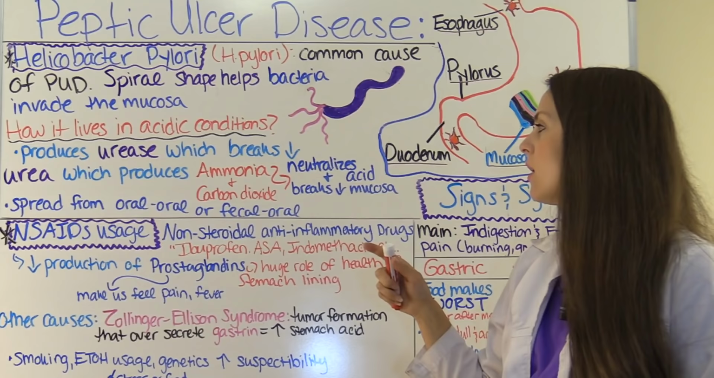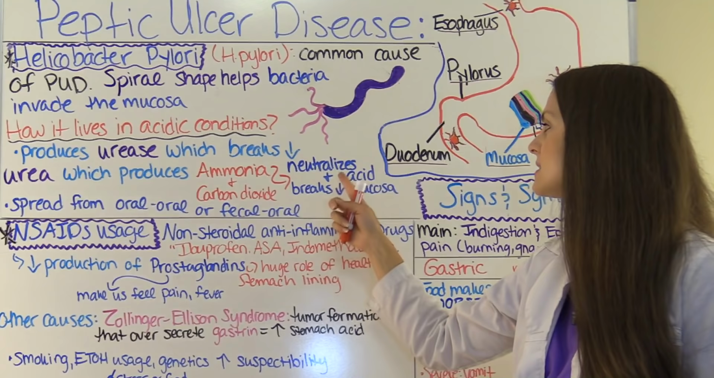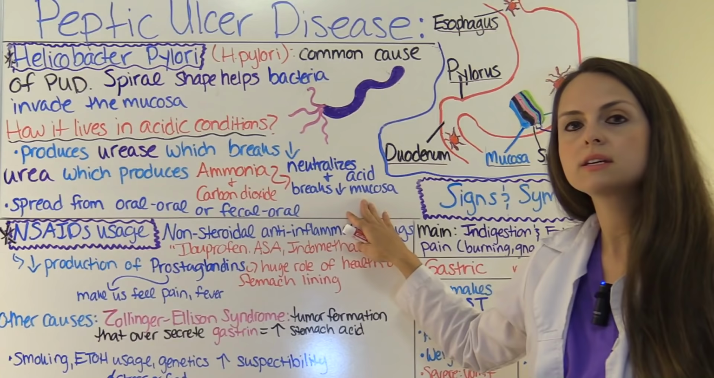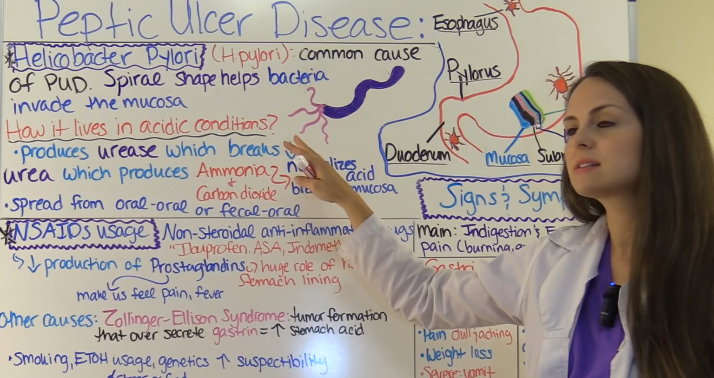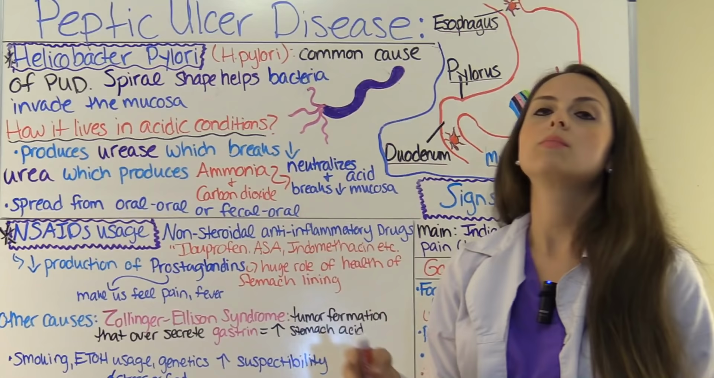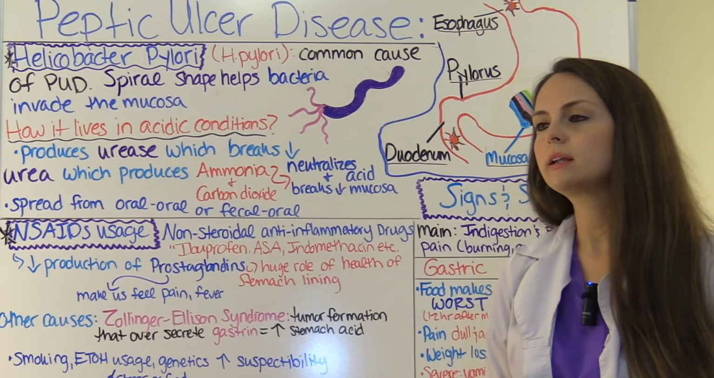Now, because it's producing ammonium, that ammonium will neutralize the stomach acid so it can live in there. And it will break down the mucosa of the stomach even further. So it's very smart in how it attacks the mucosa. Now, H. pylori, they think it's spread from contamination, like maybe drinking contaminated water or getting it from someone who has it. So it spreads oral to oral or fecal-oral.